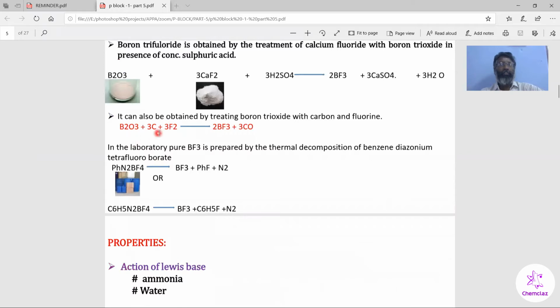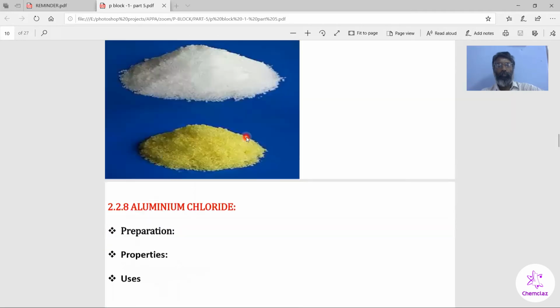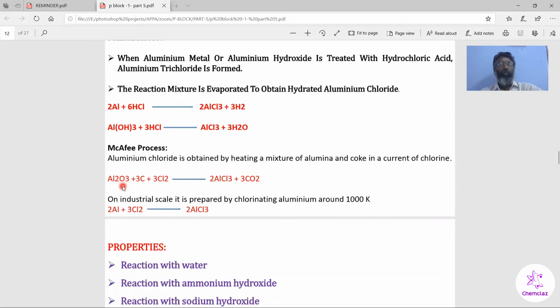So boron trioxide, carbon, fluorine gives boron trifluoride and carbon monoxide. Here, aluminum oxide reacts with carbon in the presence of chlorine, gives aluminum chloride and carbon dioxide. Then on industrial scale, we can prepare it by direct combination of aluminum and chlorine, which gives aluminum chloride at a temperature of 1000 Kelvin.